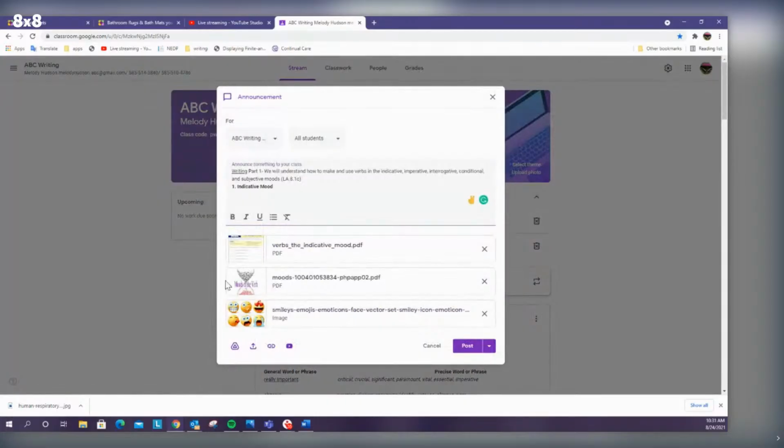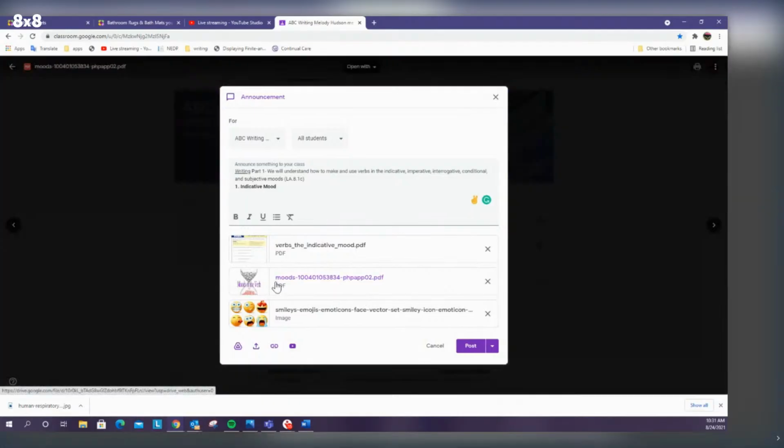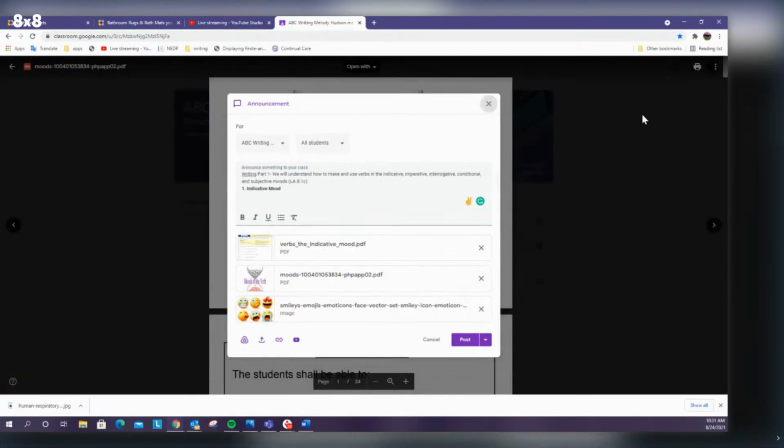We're going to understand how to make and use verbs today in the indicative mood. We'll also talk about, in the coming days, imperative, interrogative, conditional, and subjunctive moods. So what you're wanting to do is convey feelings, right, when we write. So let's get started. Let's take a look.